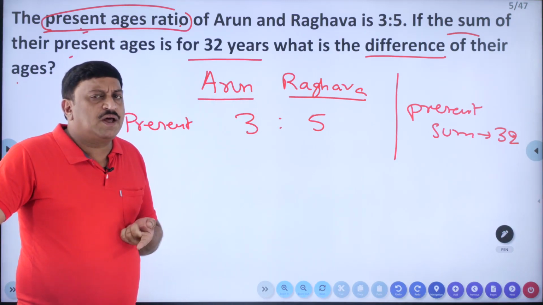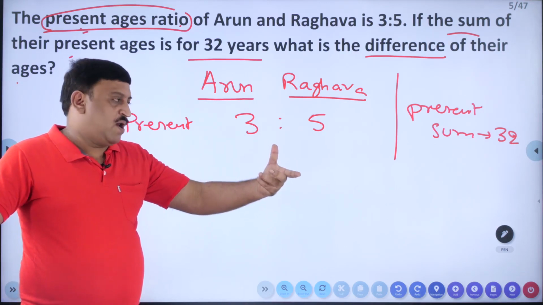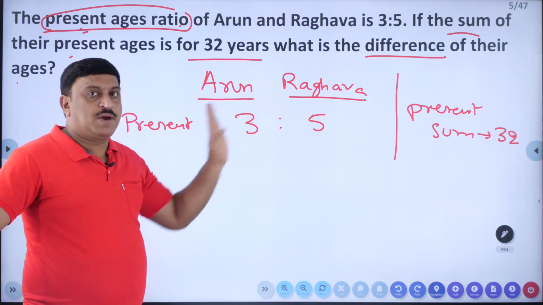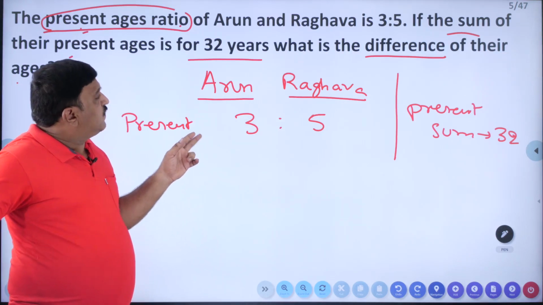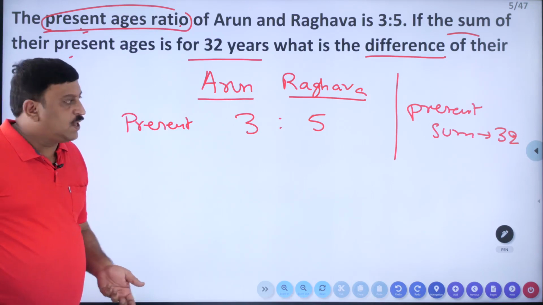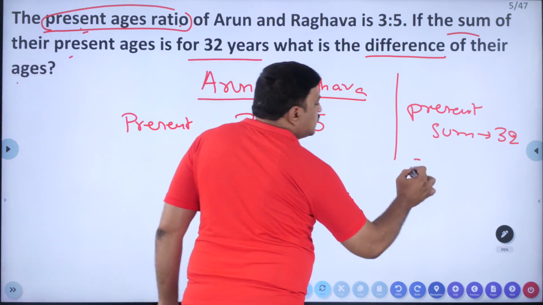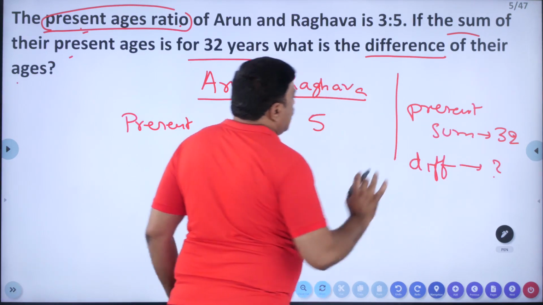Which concept is this one? I said the model is one ratio, same data. One ratio, same data is given. Right? So, if the sum is given as 32 years, what is the difference of their ages? They are asking for the difference, so you write that one. Difference is how much?